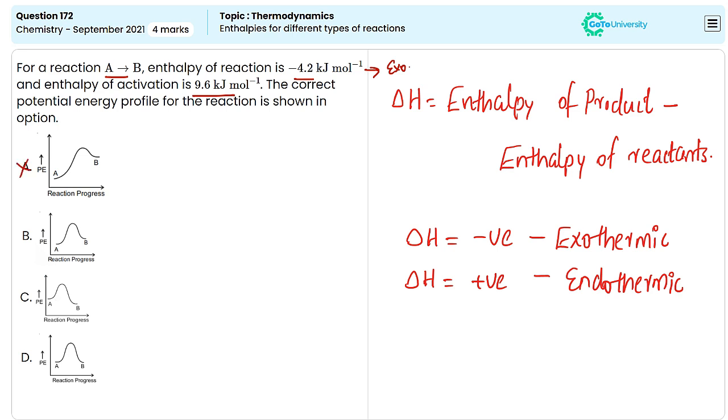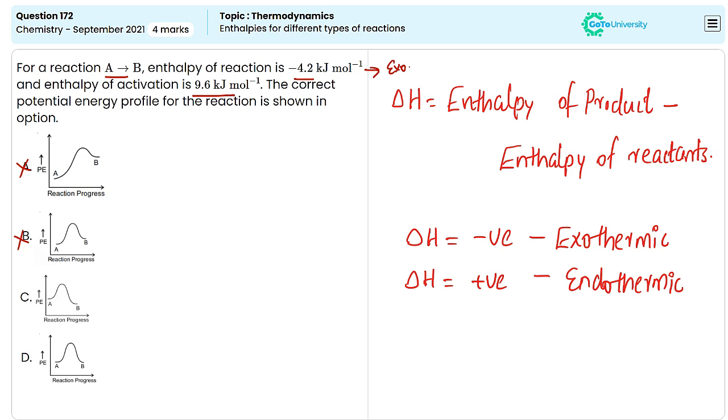In option B, we can see the reactant is having less energy and the product is again having higher energy than that of the reactant. This is not again exothermic reaction. It denotes another type of endothermic reaction. So option B is not the correct one.